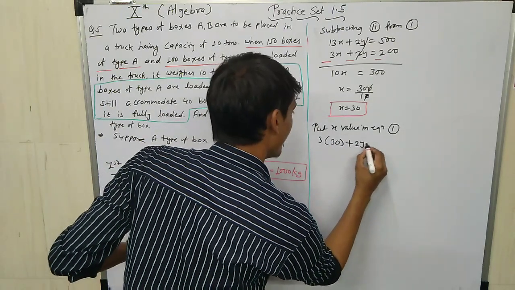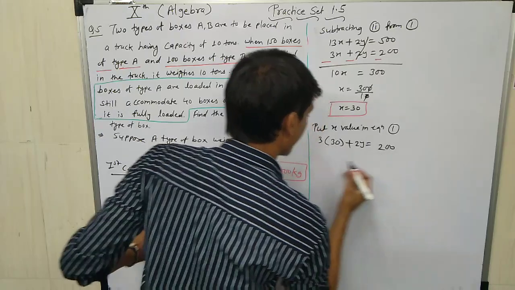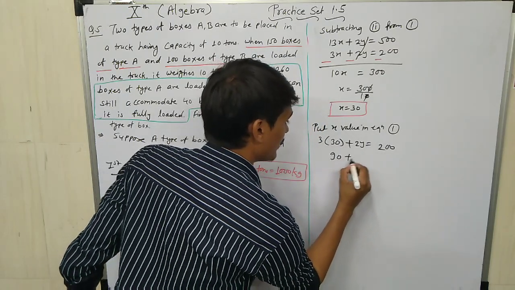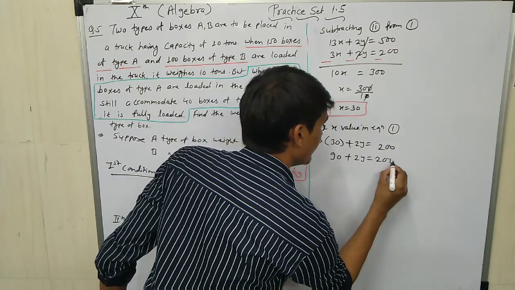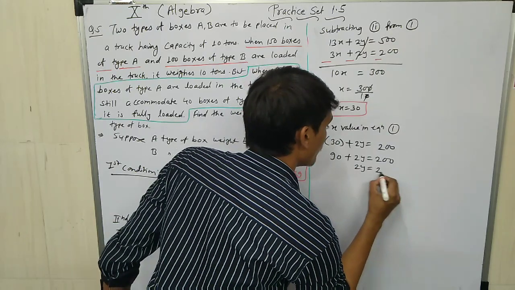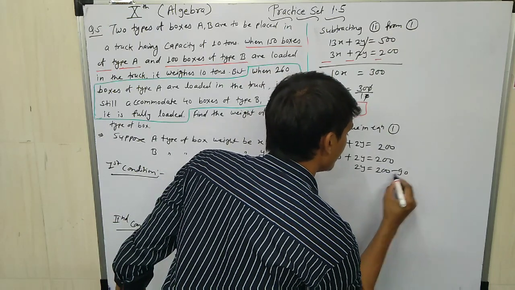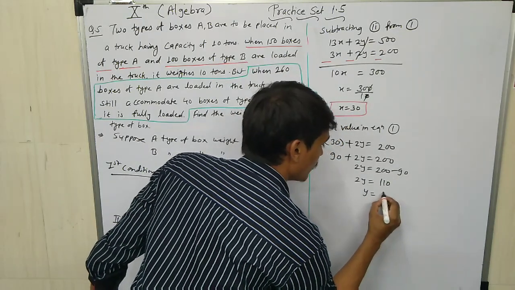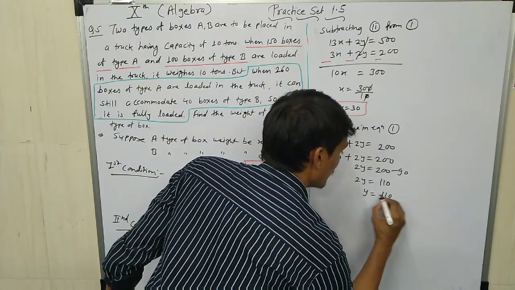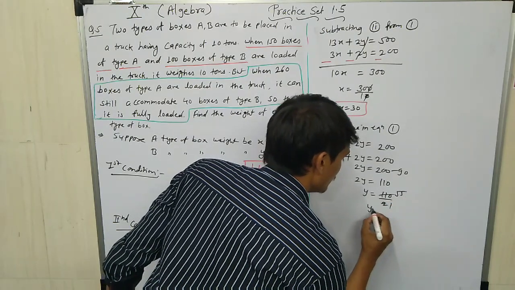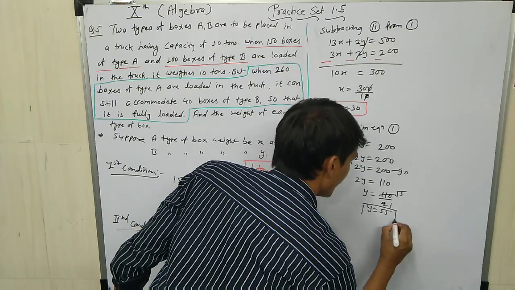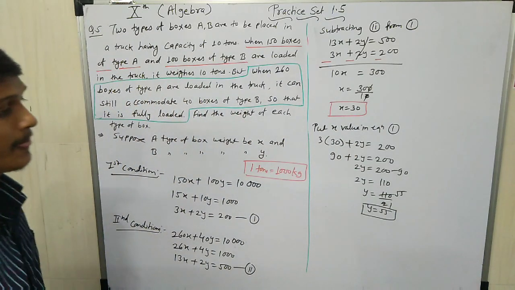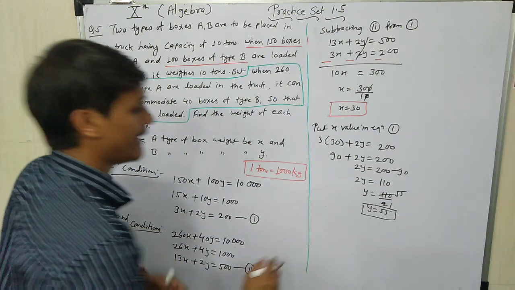330 plus 2y is equal to 200. 90 plus 2y is equal to 200. 2y is equal to what? 200 minus 90. 2y is equal to 110. y is equal to 110 divided by 2. 2 1s are 2, 2 5s are 10. So y is equal to what? 55. Understood? Then write down here the answer.